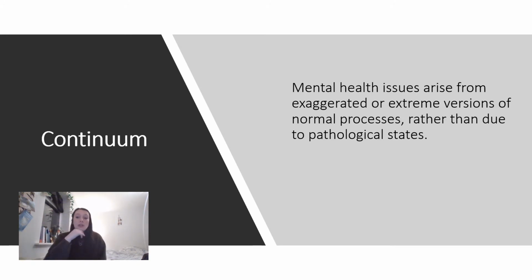The idea is that mental health issues arise from exaggerated or extreme versions of normal processes rather than due to pathological states. So the idea here is that anxiety, for example, is normal. It's a normal part of life. As humans, we're animals, right? We evolved and we relied on that anxiety response when there was a threat to us. When there was a threat, we fought, we fled, or we froze. We had that anxiety response. It was absolutely essential to us.